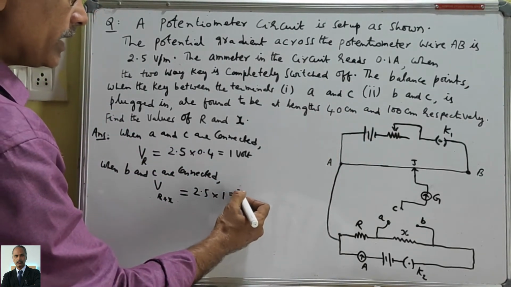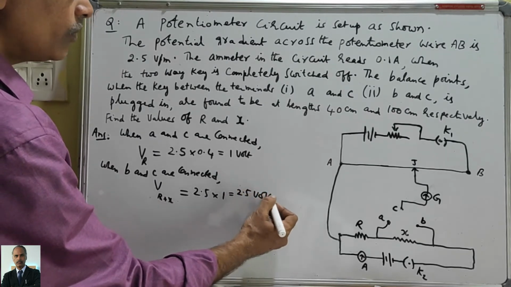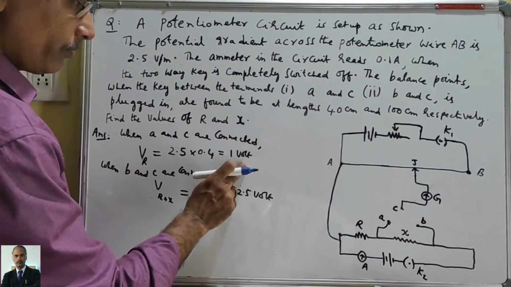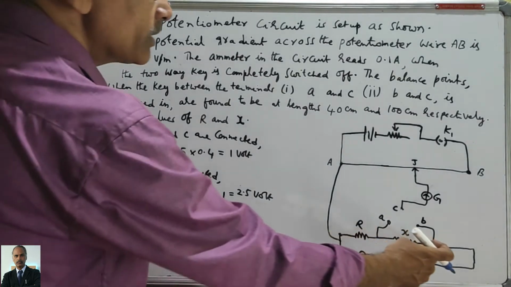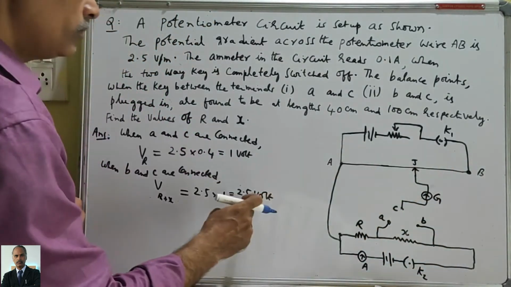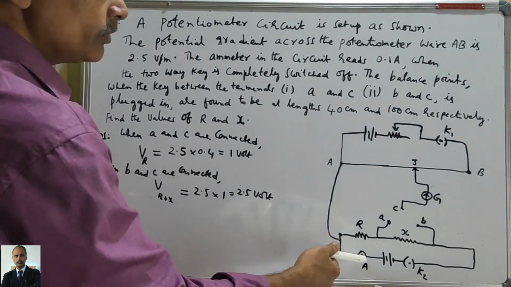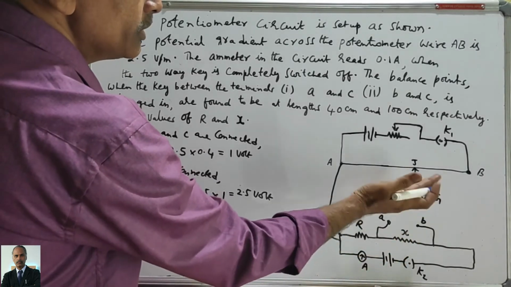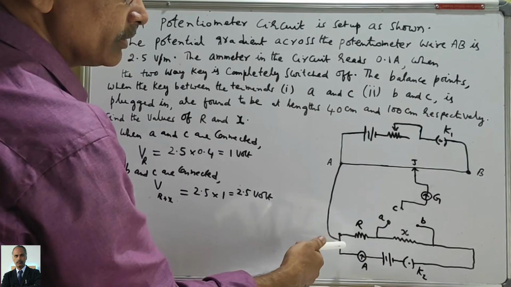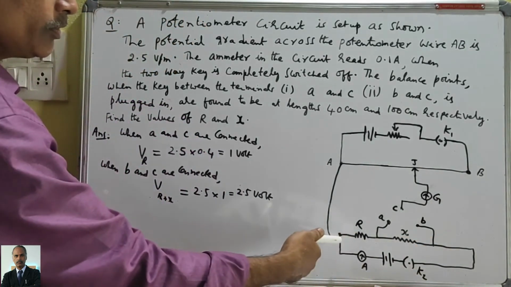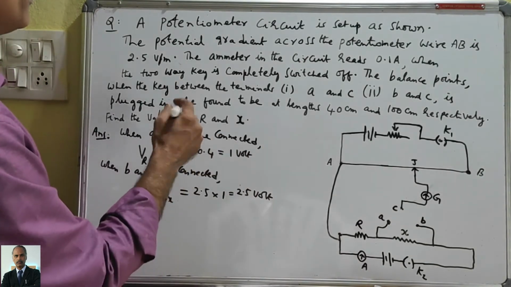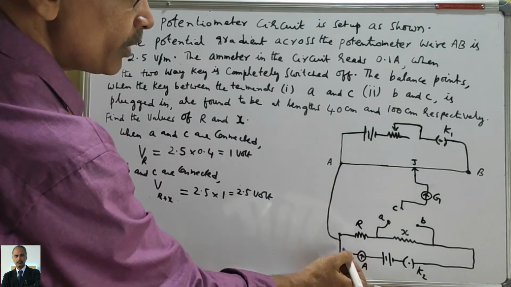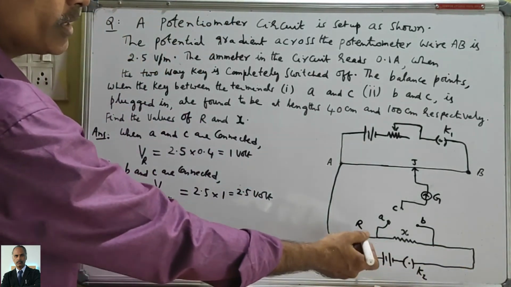So this we are getting as 2.5 volt. So now you got potential difference across R is 1 volt, and potential difference across R and X together we got as 2.5 volt. Now when this two-way key is completely switched off, means there is no connection here, the current through the circuit is given as 0.1 ampere. Here the ammeter shows 0.1 ampere. So 0.1 ampere current passes through this circuit.